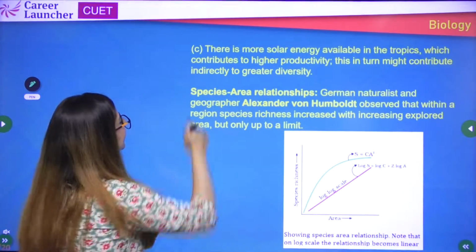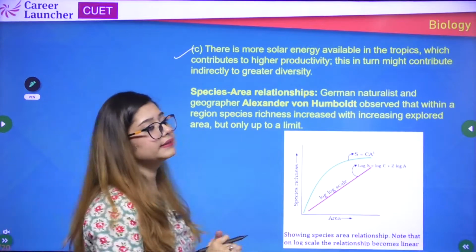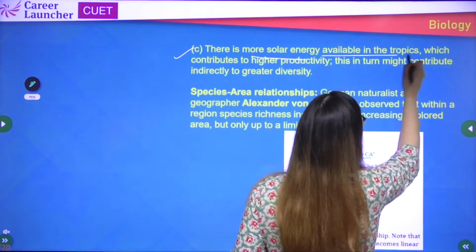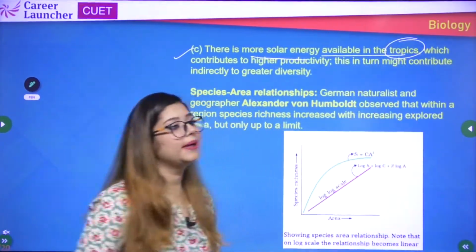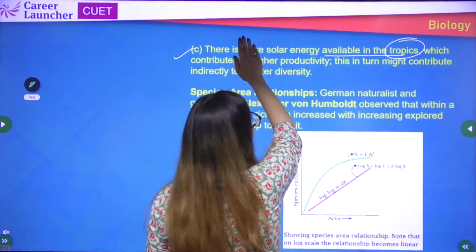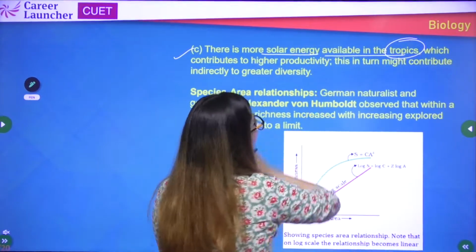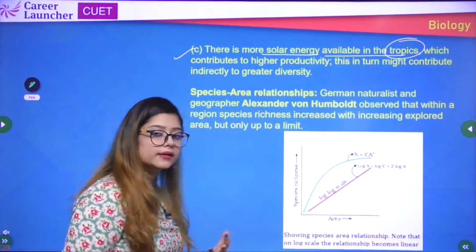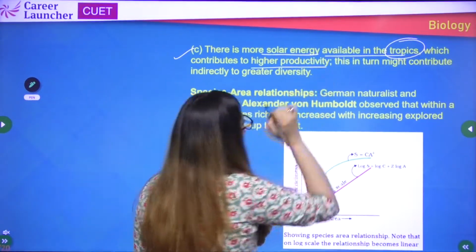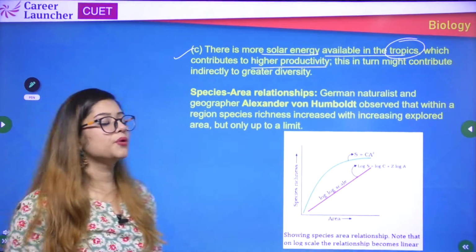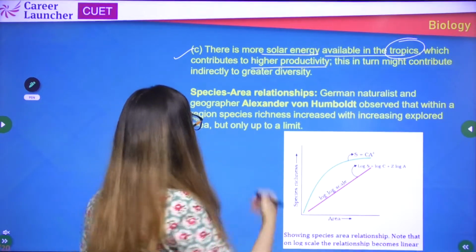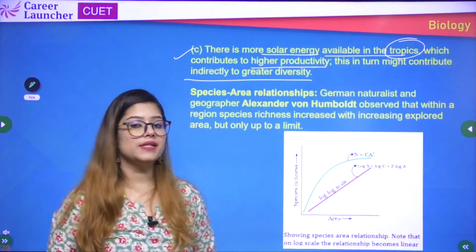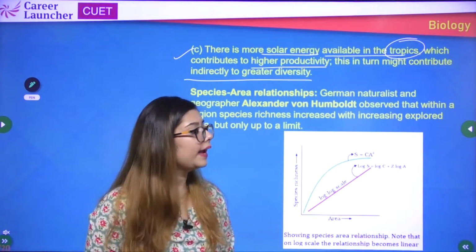If we talk about the third reason, it could be that solar energy is available more in the tropics. Where is solar energy more available? Solar energy is more available in the tropical region, and that is why the productivity in tropical region is high, and high productivity directly or indirectly may contribute to a greater species diversity, right?